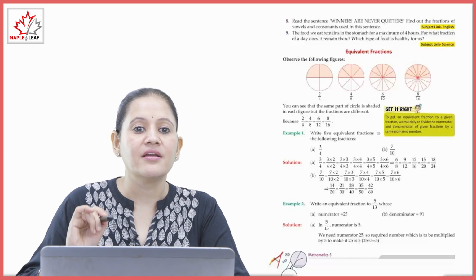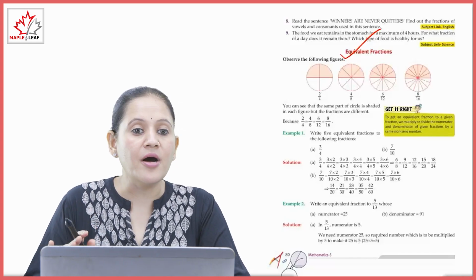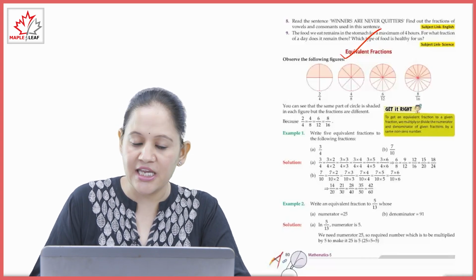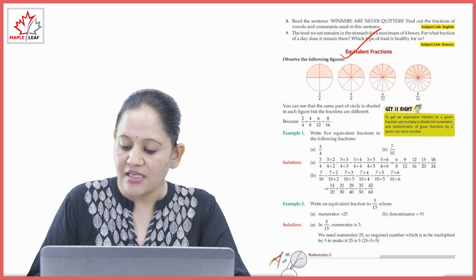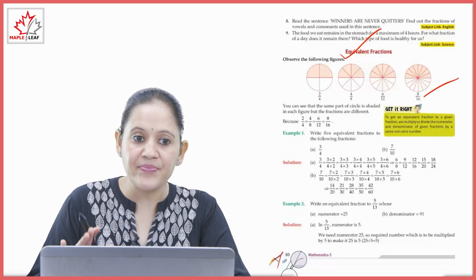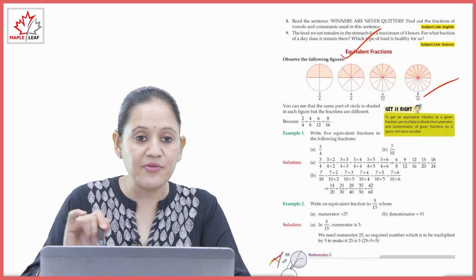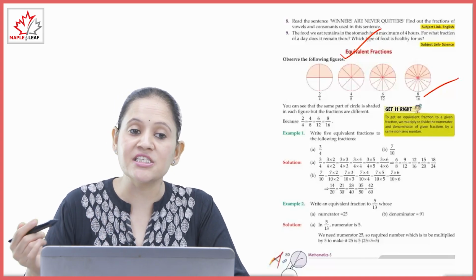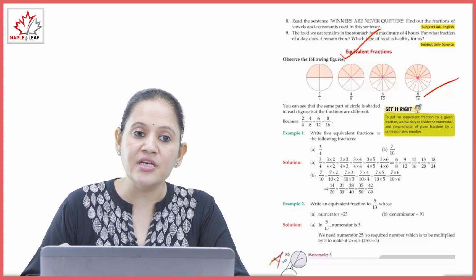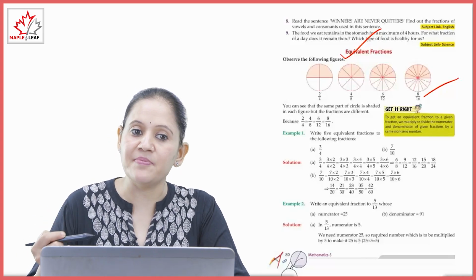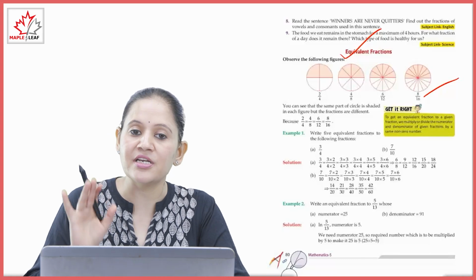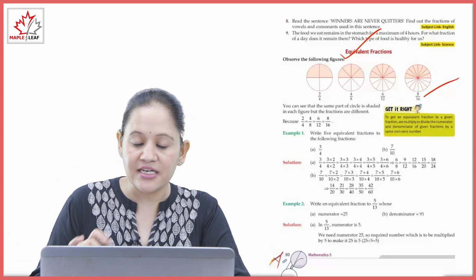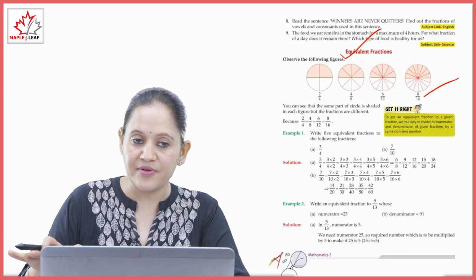Next is equivalent fraction. Observe the following figure. So in first figure, it will represent 2 by 4 fraction, 4 by 8, 6 by 12, and 8 by 16. Clear? So you can see the same part of the circle is shaded in each figure, but the fractions are different because 2 by 4, 4 by 8, 6 by 12, 8 by 16 all are equal fraction. That will represent the same fraction because the same part it is divided into different parts.